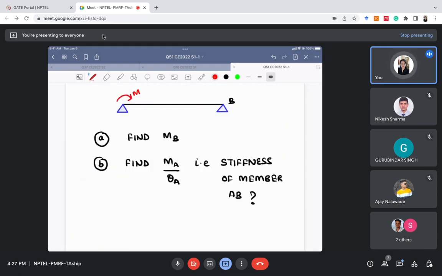The first question is, if there's a simply supported beam, and we have applied a moment M at A, what is the moment at B? MB. What is the value of MB? Anyone? It is a very simple question. If we have applied moment M at A, what is the value of moment at B?